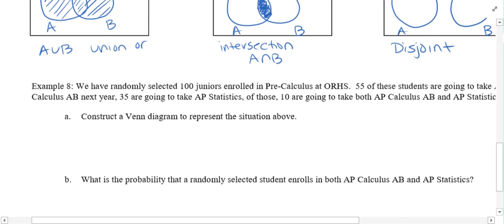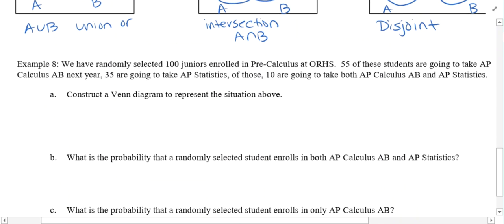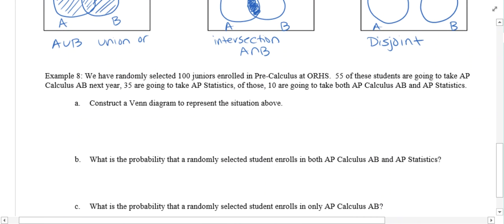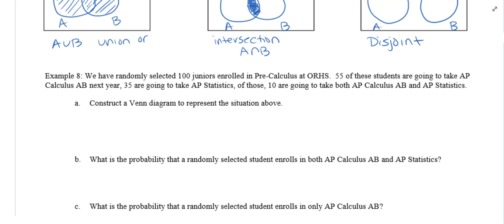All right, so we're going to use a Venn diagram to solve this particular problem. We're going to look at multiple ways to solve this type of problem. Later in the chapter, we'll look at another way to solve this, but this is how we're going to solve it now. We have randomly selected 100 juniors enrolled in pre-calculus at Oak Ridge High School. 55 of these students are taking AP Calculus AB next year. 35 are going to take AP Statistics. Of those, 10 are going to take both AB Calculus and AP Statistics.